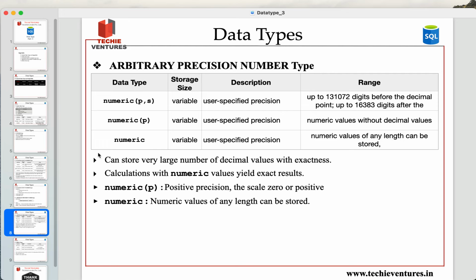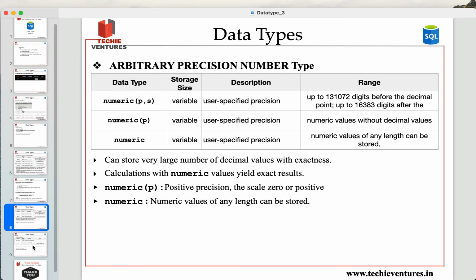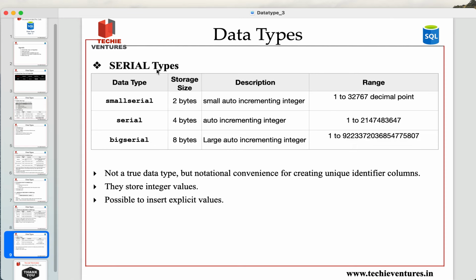Numeric values of any length can be stored here. We have discussed this. Now, one more data type which we wanted to discuss is serial.